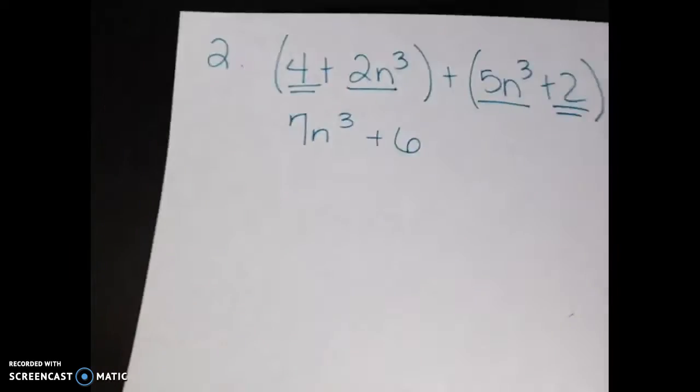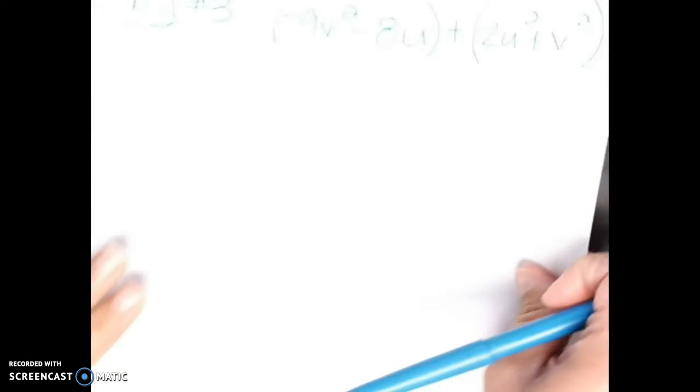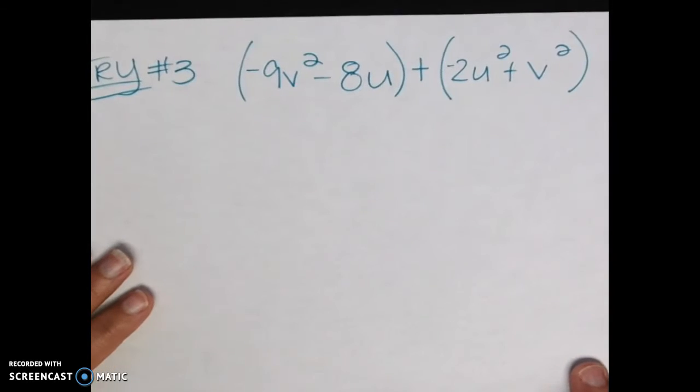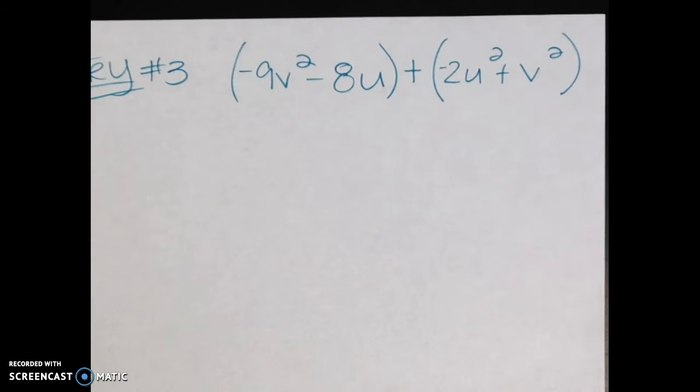Okay, one last one. I want you to go ahead and try this one on your own, and then you can pick the answer that you think it is. We have negative 9v squared minus 8u plus negative 2u squared plus v squared. Okay, go ahead and try that now. Okay, let's go ahead and go over it.